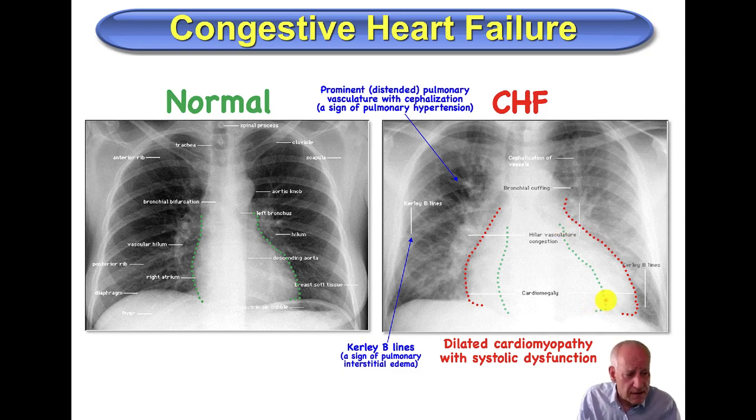This patient has dilated cardiomyopathy, an enlarged heart, with systolic dysfunction. Notice the radiographic evidence for pulmonary hypertension, so-called Kerley B lines that look like a spider web. This is pulmonary interstitial edema and the distended pulmonary vasculature.